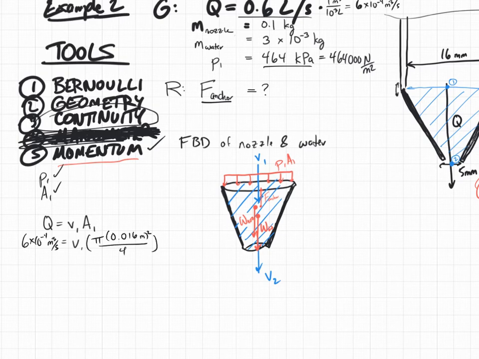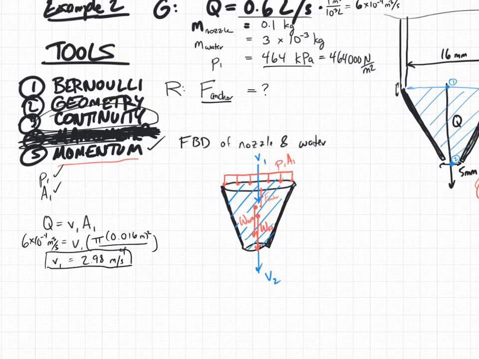So what do we expect? We expect it's probably moving pretty quick, although then again, it's a small flow rate. So what do we get? If we solve for V1, so we divide, we end up with 2.98 meters per second. That's pretty fast. Just for reference, your typical mountain creek is about 1 meter per second.